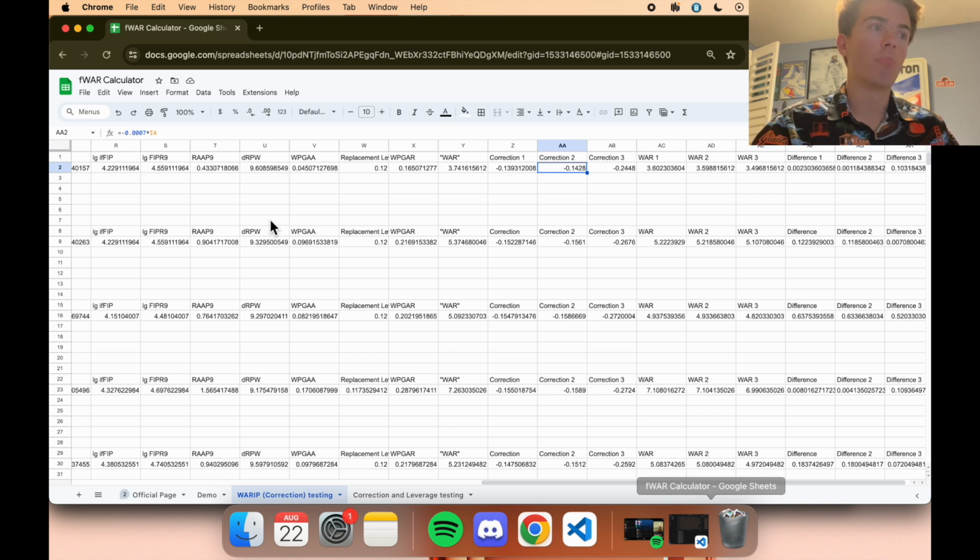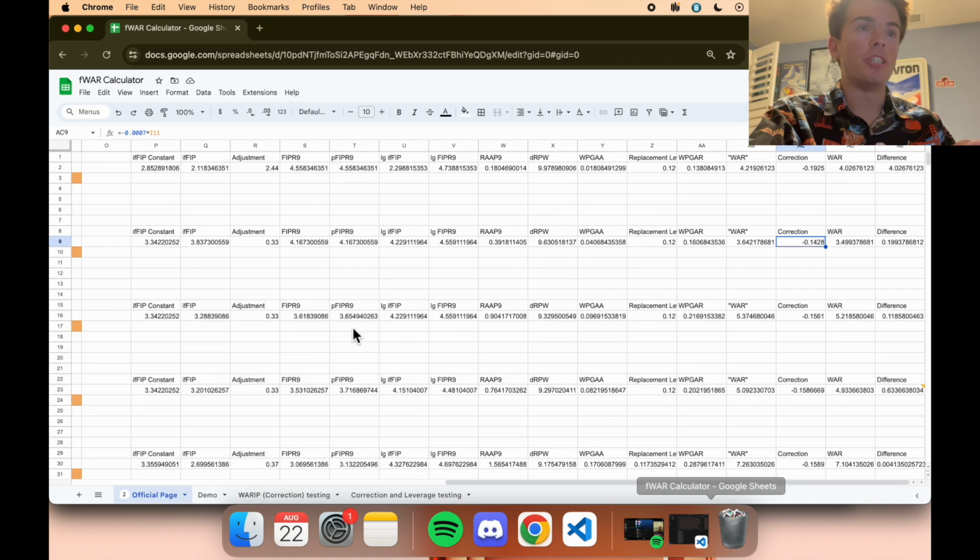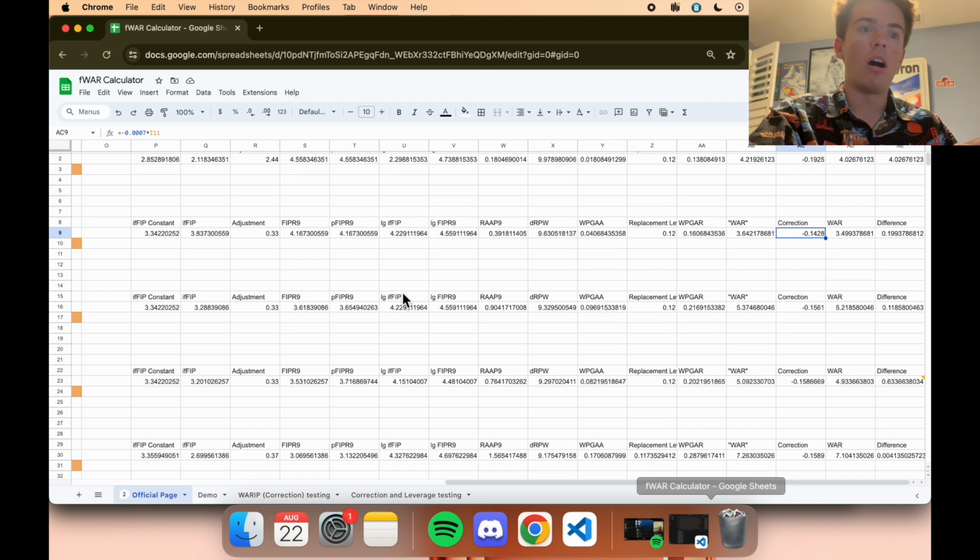But we got the most accurate readings using only the value of the supposed lower end of the WARIP spectrum, negative 0.0007. So that's why on this official page here, which is supposed to be my final official findings, we only use negative 0.0007, because I was trying to be as accurate as possible.